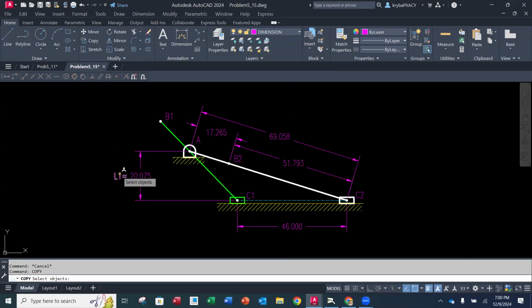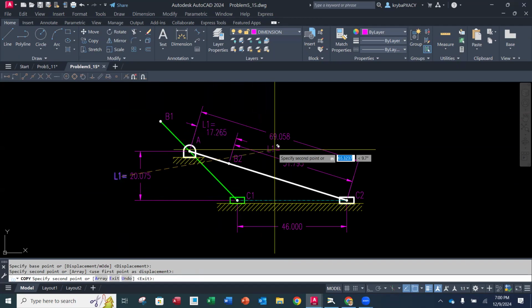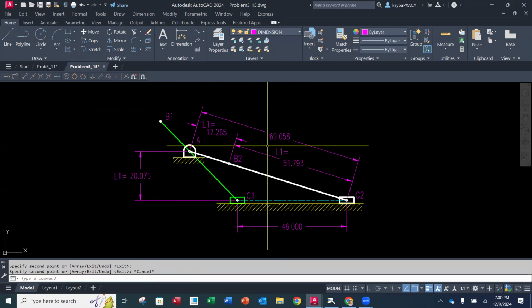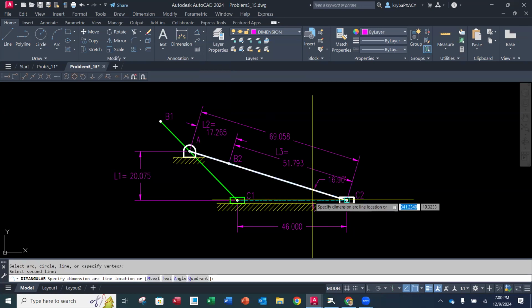So I'll add these in as well. So we're going to be putting, this is an L2. This will be an L3. L2 equals, L3 equals, and then we're going to add the angles. So this would be your theta n.